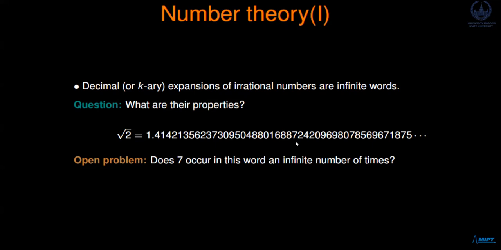One such open problem related to the expansion of the square root of 2 is the following. Does the digit 7 occur in this infinite expansion an infinite number of times? This question is part of the broader inquiry into how the digits of irrational numbers behave in their decimal expansions. Understanding such properties of irrational numbers ties into deep problems in number theory, and many questions about these expansions remain unsolved. Interesting.